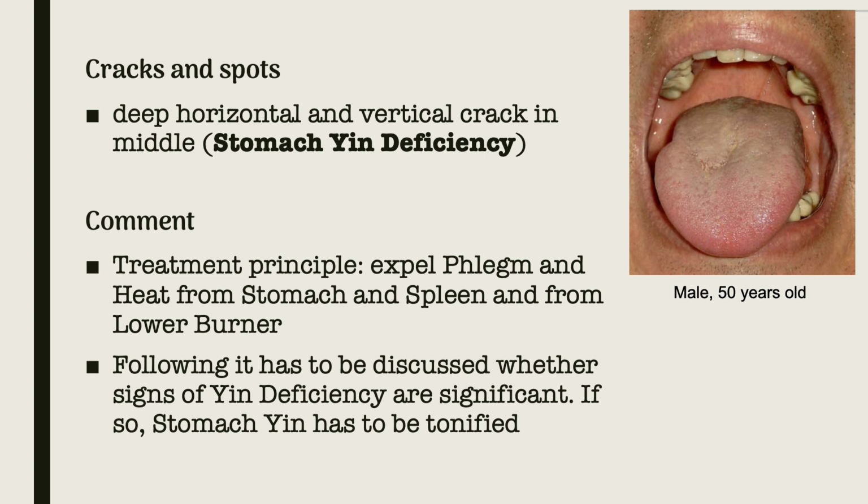Note the deep horizontal and vertical cracks in the middle. This reflects stomach yin deficiency. Treatment principle, therefore, should be to expel the phlegm and heat from the stomach and spleen and from the lower burner. Following it has to be discussed whether signs of the yin deficiency are significant. If so, one has to tonify the stomach yin.